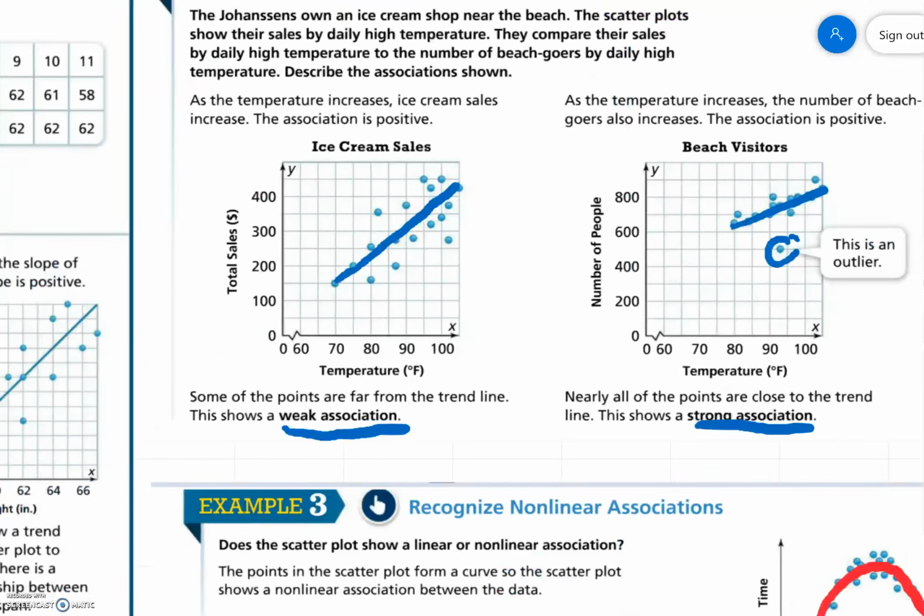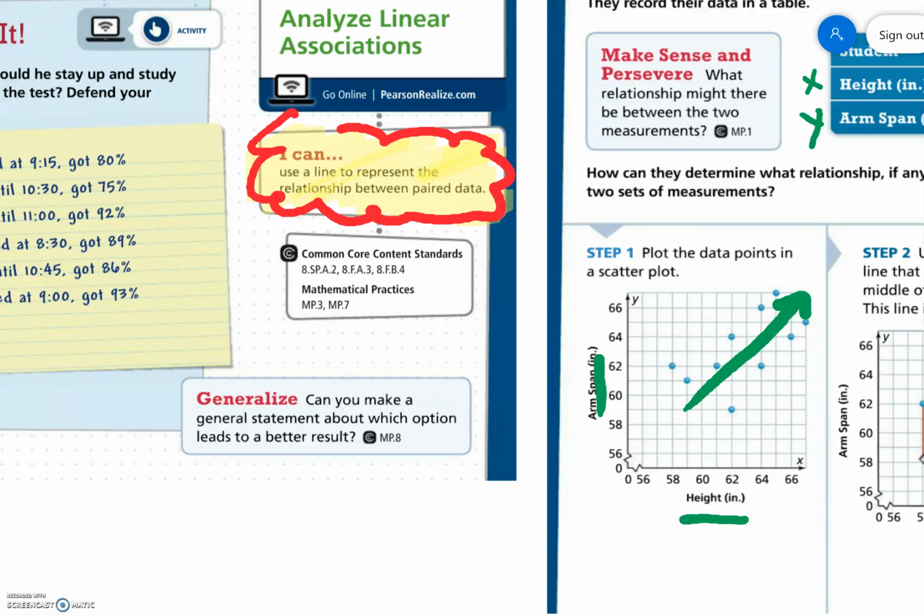All right, 8th grade, let's say it. I can use a line to represent the relationship between paired data.